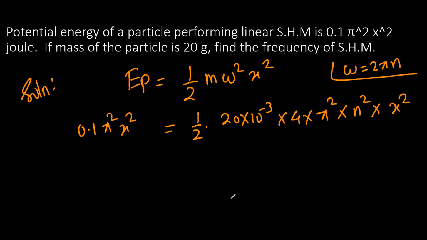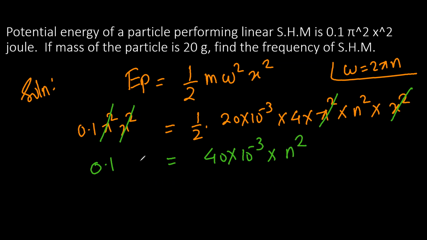So which quantities will get cancelled? The cancelled quantities are pi square and x square. And what is the remaining? The remaining is 0.1. This is 10 into, this is 20 and 4, that will become 10 and 4, that is 40. So 40 into 10 raised to minus 3, and this will become n square. Okay, so 0.1 is equal to 40 into 10 raised to minus 3 and n square.